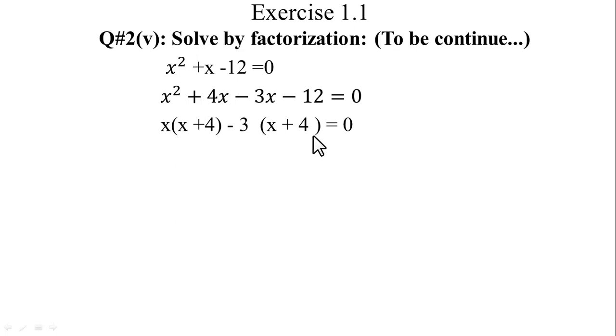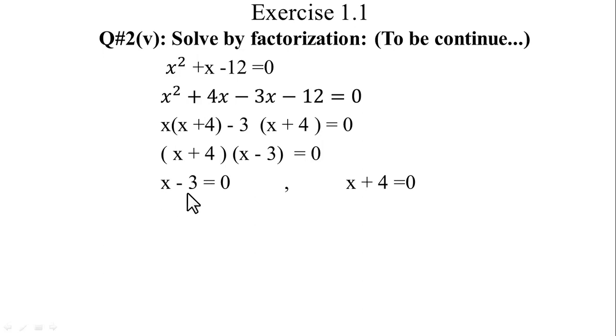So taking 3 as common, then x plus 4 is equal to 0. We can see that x plus 4 is common in both terms, then x plus 4 into x minus 3 is equal to 0. Either x plus 4 is equal to 0 or x minus 3 is equal to 0. 3 moves to the other side, it will be positive, and plus 4 moves to the other side, it will be negative. So x is equal to 3 and x is equal to minus 4.